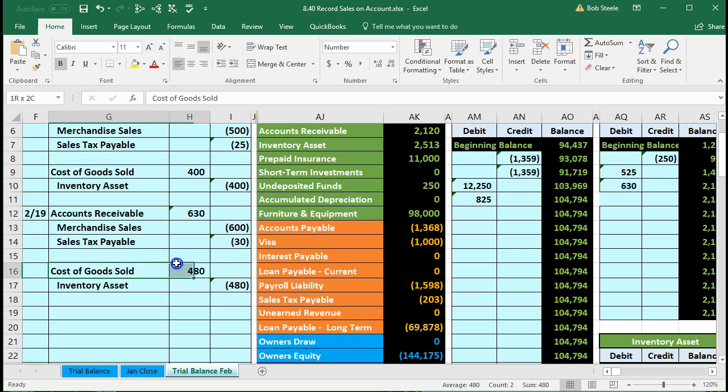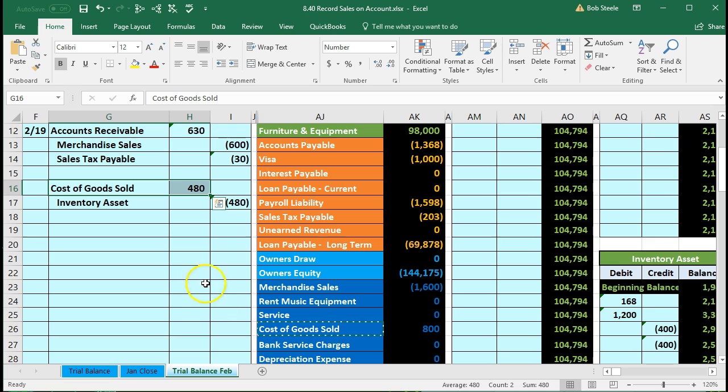And then we're going to record the cost of goods sold. So there it is there. Scrolling down, there it is there. That's what we're going to record. Scrolling to the right until we find that.